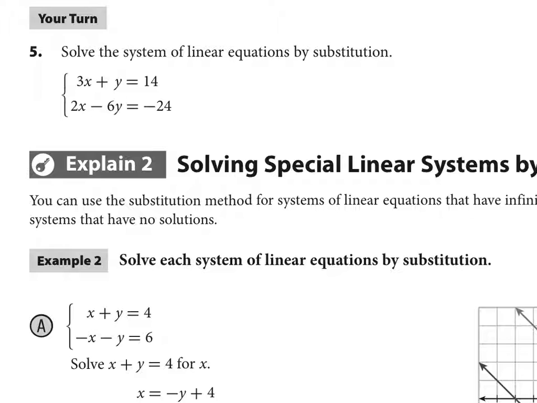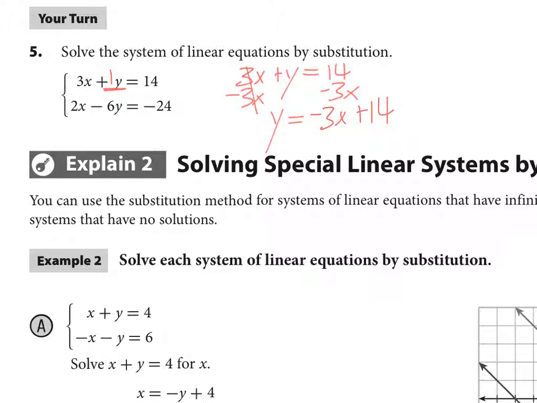variables isolated. Always look for one that has a coefficient of 1. In this case, the y has a coefficient of 1. So I'm going to take this equation, and I'm going to get the y by itself. So I subtract by 3x. Looking for a coefficient of 1 allows you to avoid fractions. So you get negative 3x plus 14. And again, sometimes you're just going to have fractions, but in this case we don't.